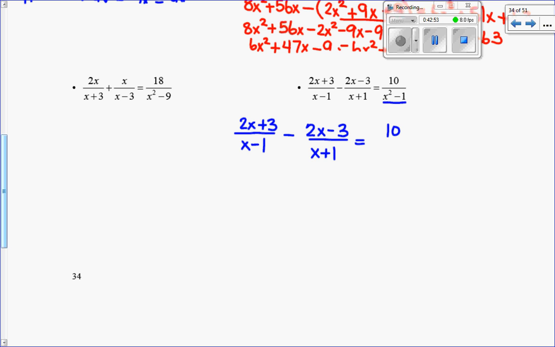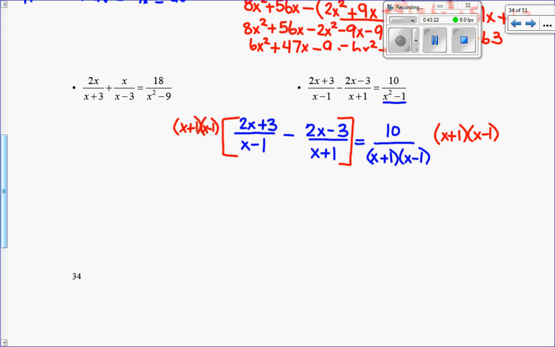So that's also a difference of perfect squares. So it's going to be x plus 1 times x minus 1. Okay, now I can see at a glance that that is also going to be my common denominator, x plus 1 times x minus 1. So I'm going to multiply this side of the equation by x plus 1, x minus 1, and I'm going to multiply this whole side of the equation by x plus 1 and x minus 1.